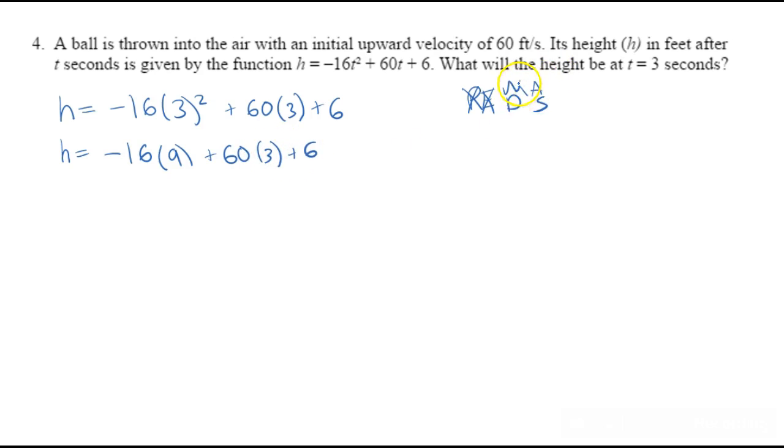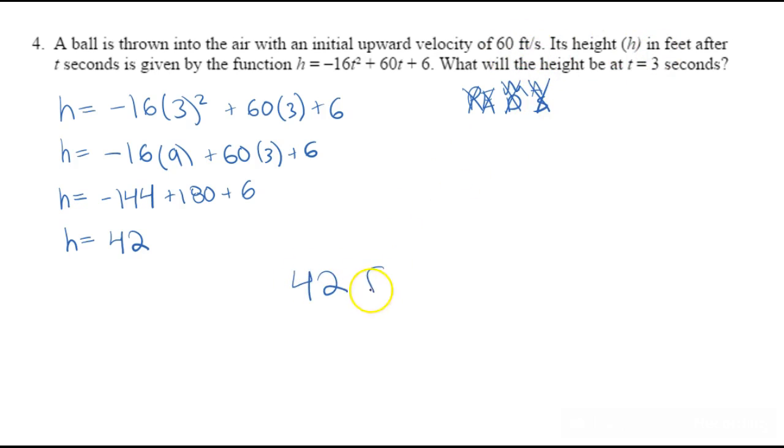Now we can get to multiplication and division going left to right. So first we have negative 16 times 9, which is negative 144. 60 times 3 is 180, so we add 180, add 6. Now we get to addition and subtraction left to right. And when we add up all of those, we get 42. So what will the height be at t is equal to 3 seconds? 42, and it looks like the units are feet. So 42 feet.